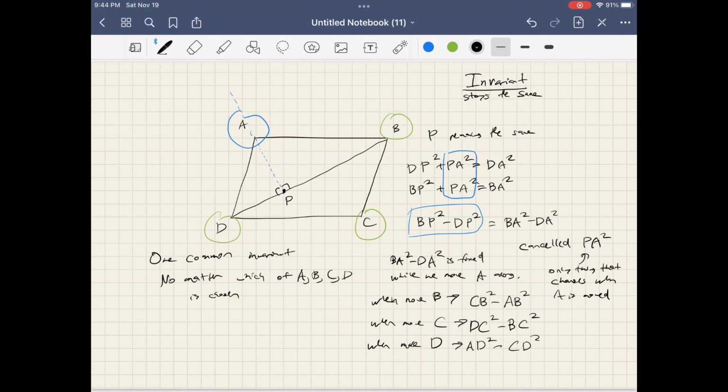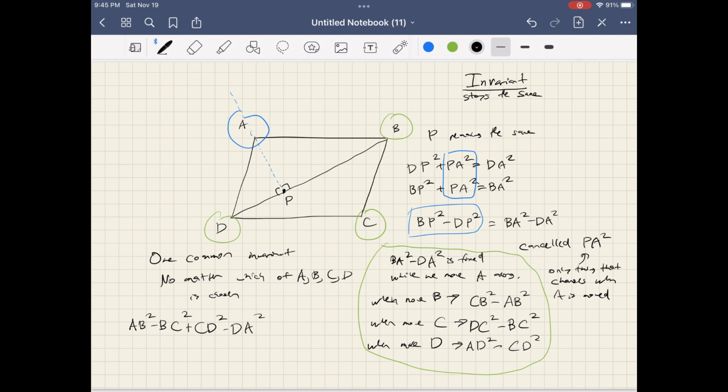But eventually, hopefully, you'll find a common invariant that holds no matter which of A, B, C, D is chosen, combining all of these observations that we've found so far. And this common invariant is AB squared minus BC squared minus CD squared minus DA squared. No, my bad. AB squared minus BC squared plus CD squared minus DA squared is what I meant.